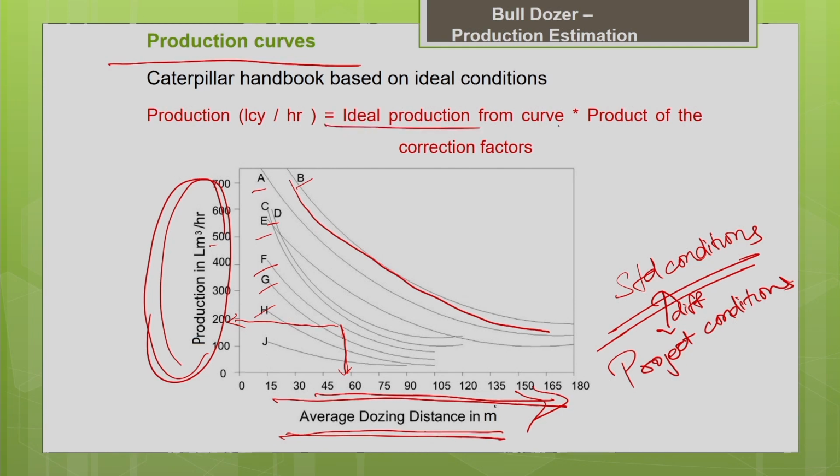Choose the ideal production from the curve. As I told you, if you know the dozing distance and the model number, you can directly choose the ideal production value from the curve. Then, according to your project site conditions, apply the correction factors. What the correction factors are, we are going to discuss next. Then multiply both, and you will get the actual production for your actual site condition.